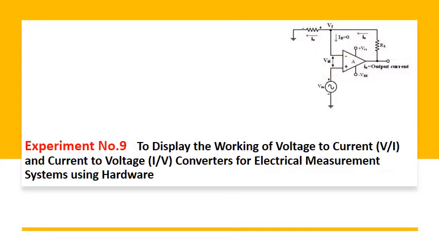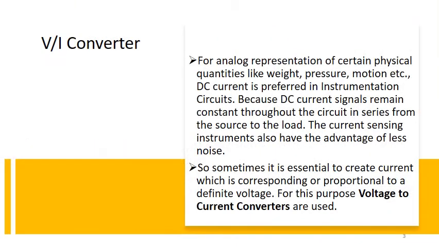Today we will perform experiment number 9 to display the working of voltage to current and current to voltage converters for electrical measurement systems using hardware. VI converters, that are voltage to current converters.